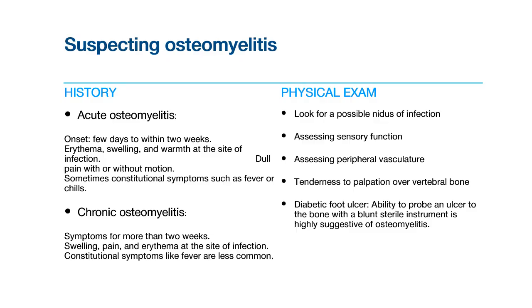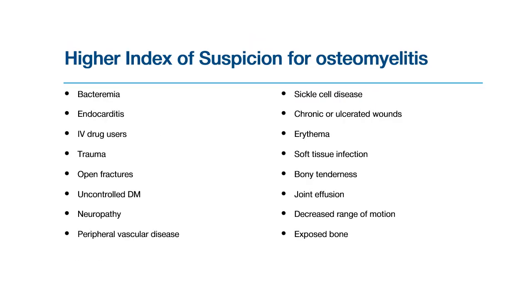If you see a diabetic foot ulcer and you are able to probe the ulcer with a blunt sterile instrument reaching the bone, this is highly suggestive of osteomyelitis. You should highly suspect osteomyelitis in the following situations.